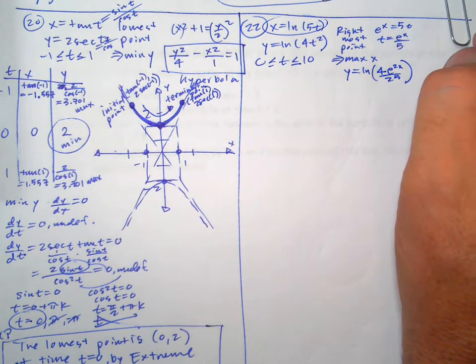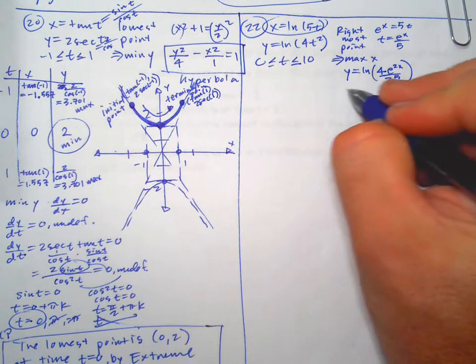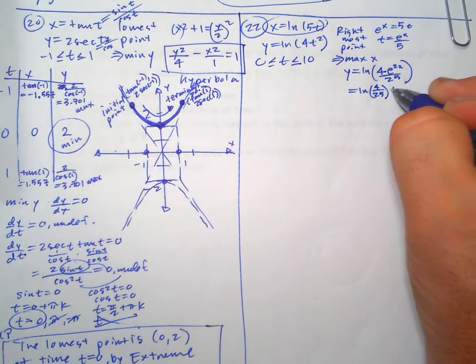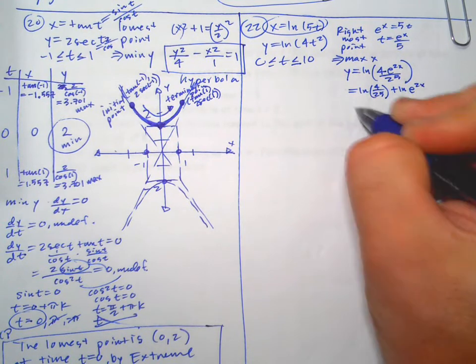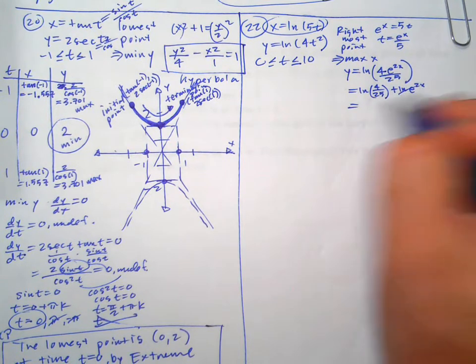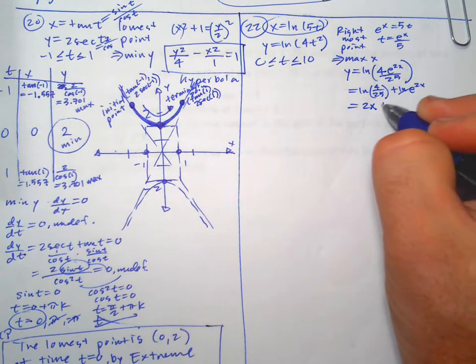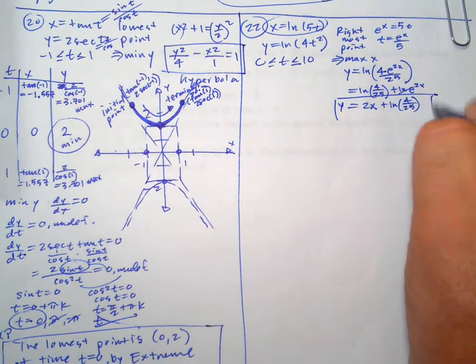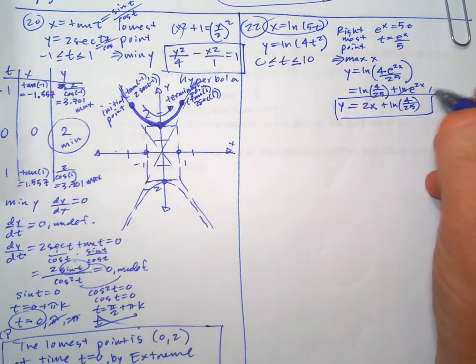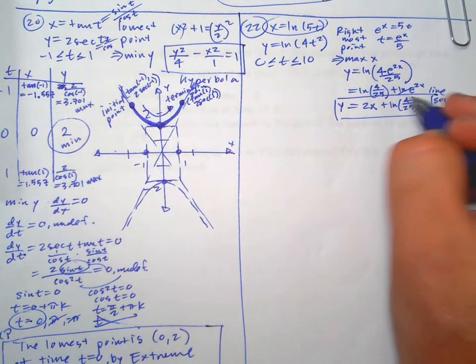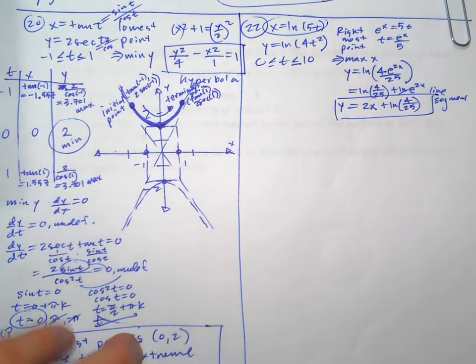I believe we could try and clean that up using log rules and say, well, this is natural log of 4/25 plus natural log of e to the 2x. And then those would cancel. So we say 2x plus natural log of 4 over 25. That's our Cartesian equation. Now, that might seem weird, but that's a line. That's just a number. This is totally slope-intercept form.